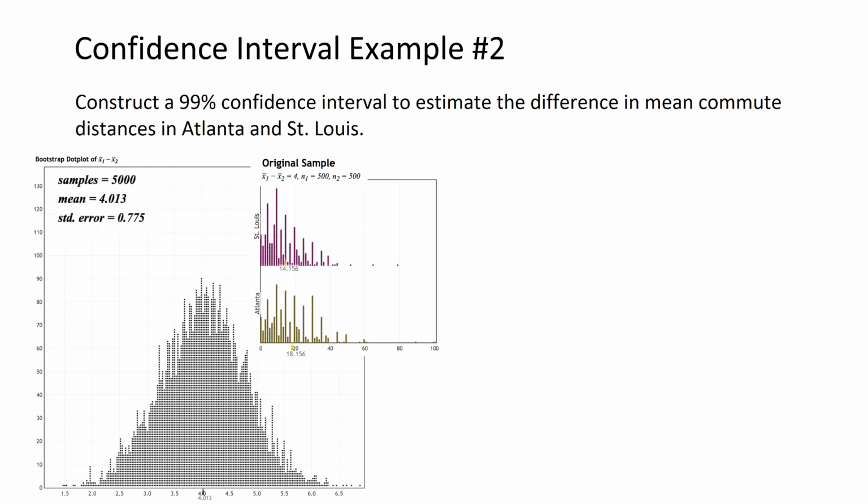Here we're going to construct a 99% confidence interval to estimate the difference in mean commute distances in Atlanta and St. Louis. This is a data set that is built into StatKey when you go to construct a bootstrap distribution for the difference in two means.